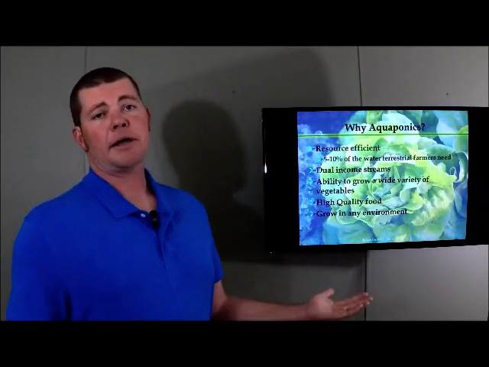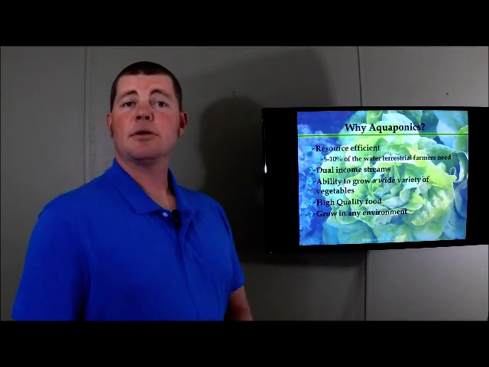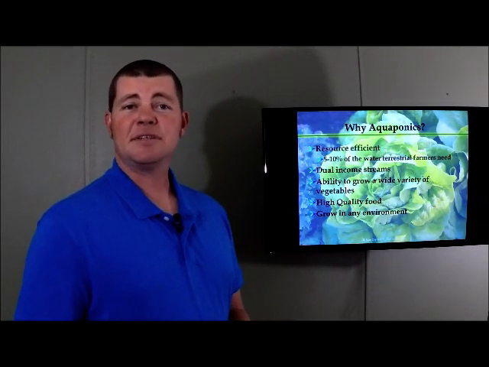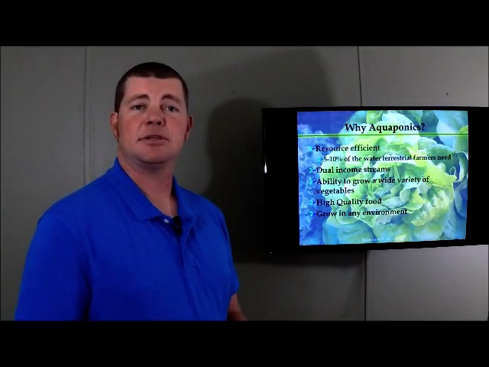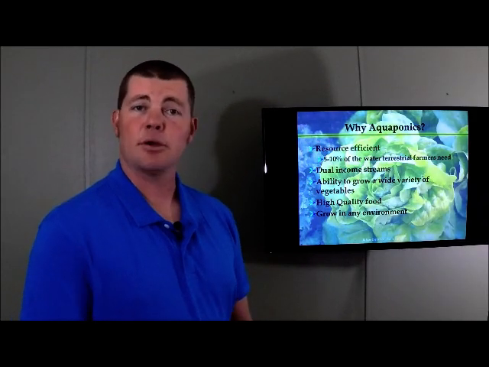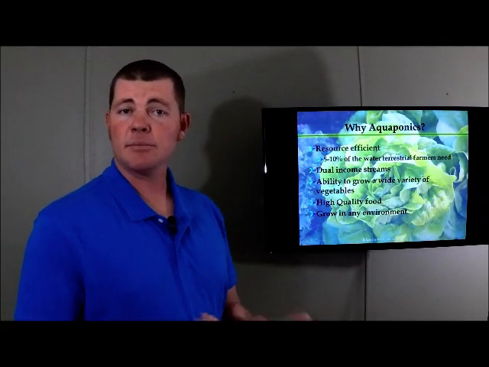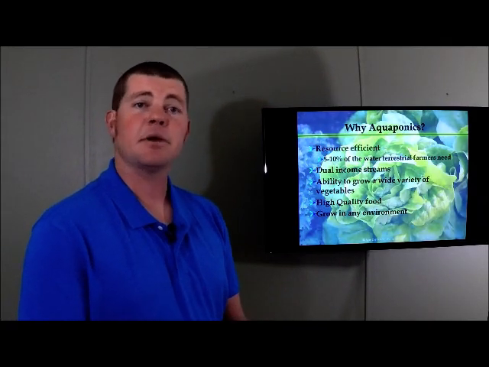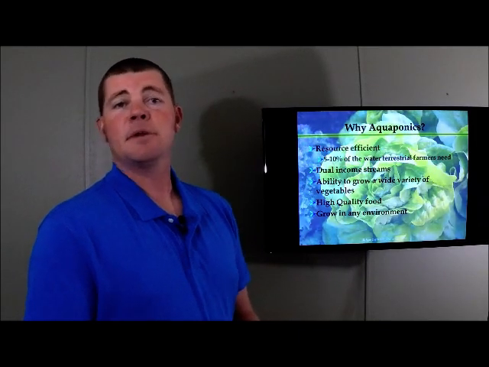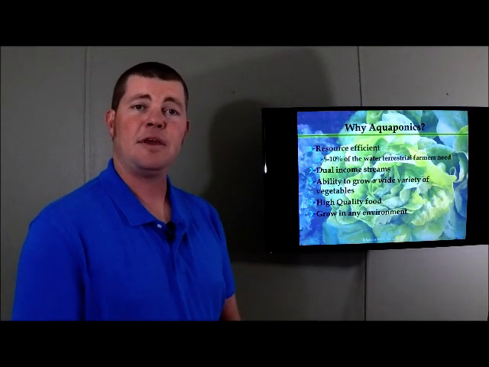So why aquaponics? Well, it's very resource efficient. We can grow the same crops in an aquaponics system using only 5 to 10% of the water that it would take us to grow that as a normal terrestrial crop, meaning in the ground. We have dual income streams. So we have an income stream coming in from the plants, whether it's vegetables, ornamental plants, flowers, etc. But then we also have an income stream coming in from the sale of the fish.